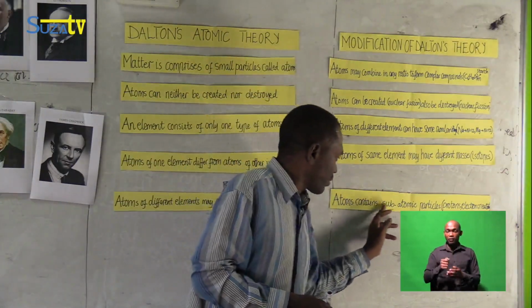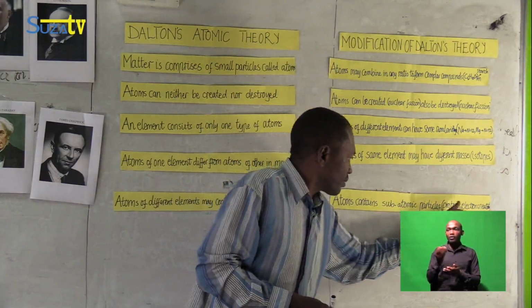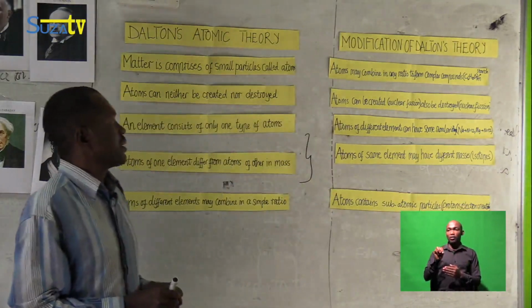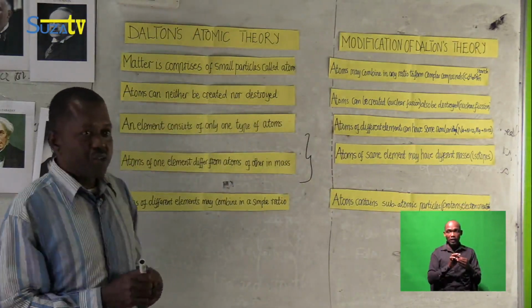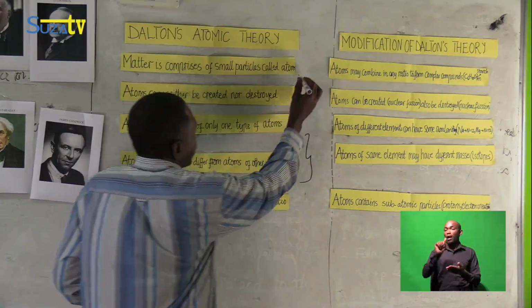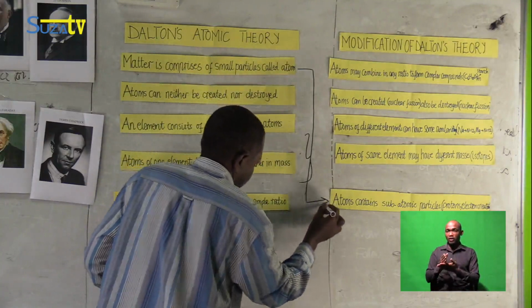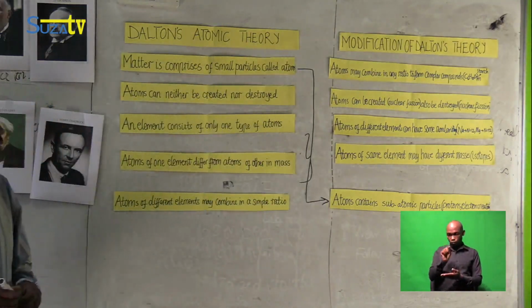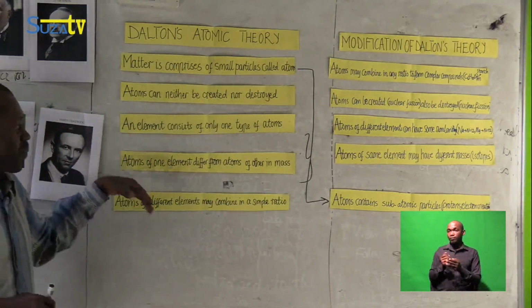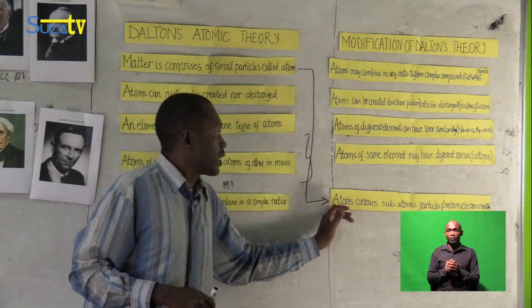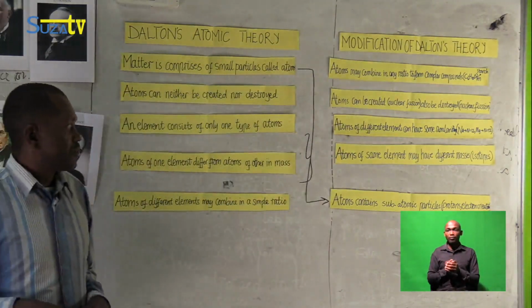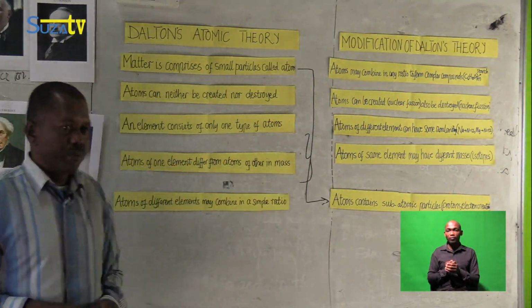Atom contains subatomic particles, protons, electrons, and neutrons. So I think this one could be correct one. So I just want to indicate that the first postulate for Dalton atomic theory resembles this modification, which is listed as the fifth one.